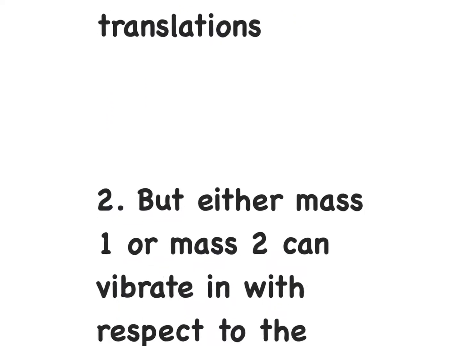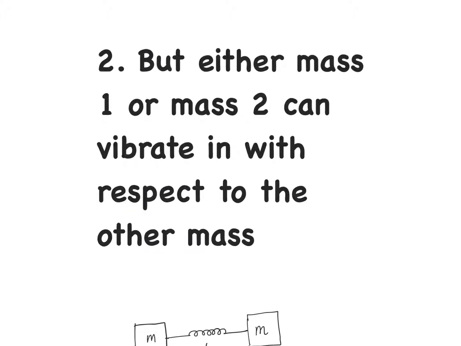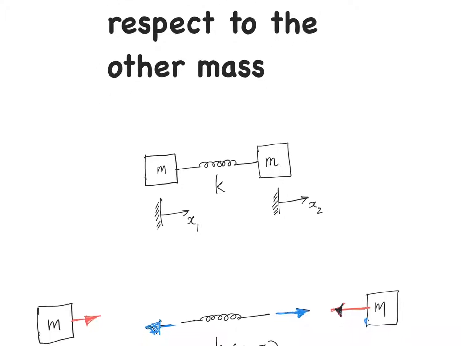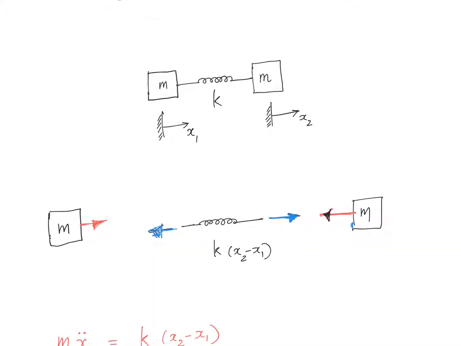So the key takeaways are: this system can have unrestrained translations. To be very particular, it can have rigid body translations. And the second point is that it can have rigid body translation, but at the same time, either mass 1 or mass 2 can vibrate with respect to the other mass. Make sense? Okay.